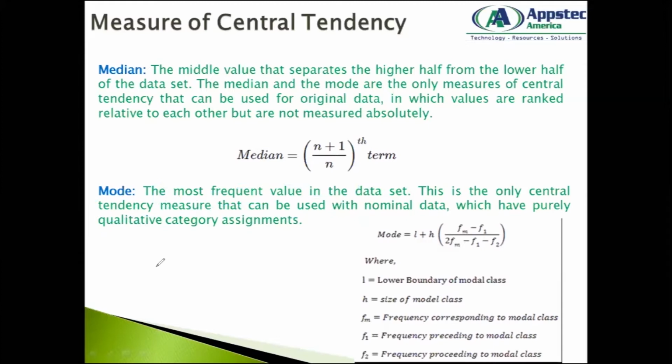And then the final one which we have is mode. What do you mean by mode? It is the value which occurs most often, that means the maximum number of times. So let's say I give you a range of values, 340.